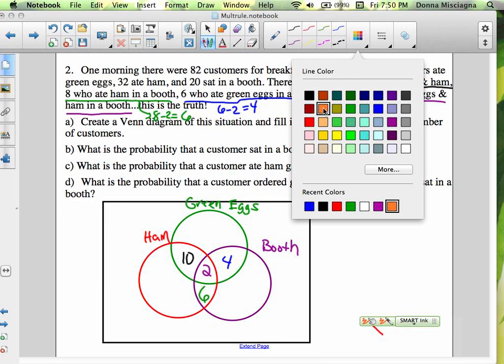All right. So, well, now I can't see, but I can see the hand. I can see booth. All right. So we'll do 20 in a booth. Now for that one here, we have to take off everybody who's in the purple circle but is also in one of the other circles, because we want this whole purple circle to be 20. It's everybody who sat in the booth, regardless of whether you ate green eggs and ham or not. So that's 12. So 20 minus 12 is 8.